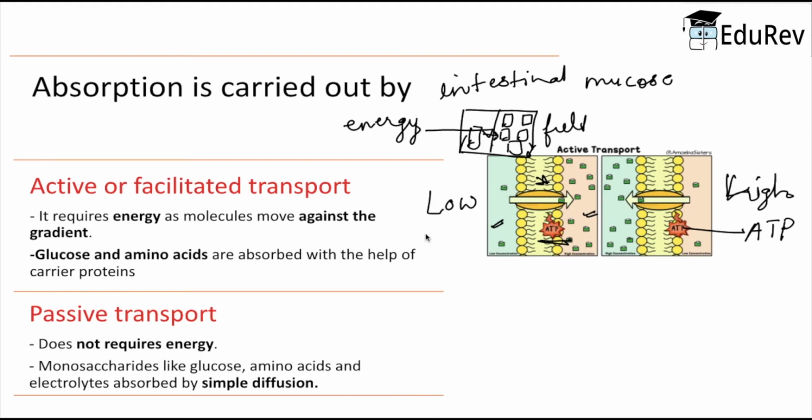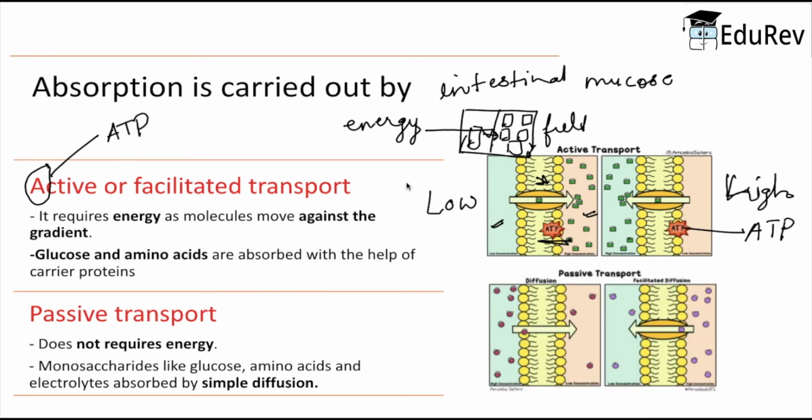Now how are we going to remember that active transport requires energy? The easiest way to remember is A for active, A for ATP, which is the energy currency of our body. Active transport requires energy for the transportation of glucose, amino acids, electrolytes, etc. inside the intestinal mucosa.